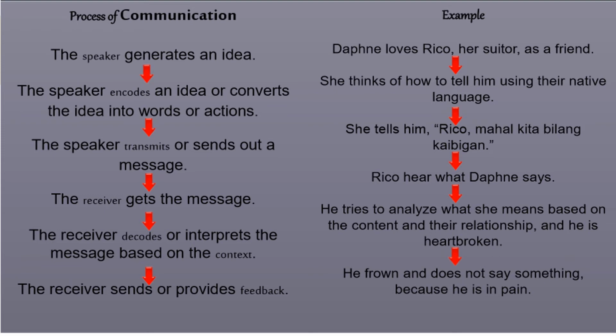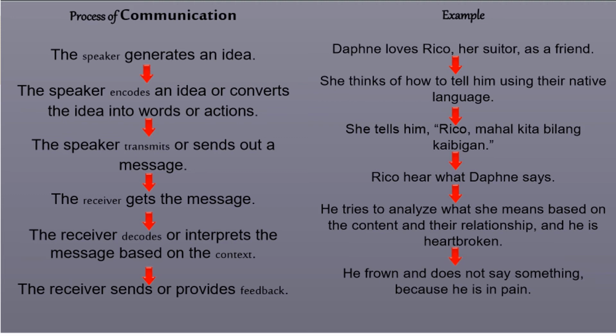Okay, this is an example of the process of communication. The speaker generates an idea. The speaker encodes an idea, or converts the idea into words or action. The speaker transmits or sends out a message. The receiver gets the message. The receiver decodes or interprets the message based on the context. And last, the receiver sends or provides feedback.